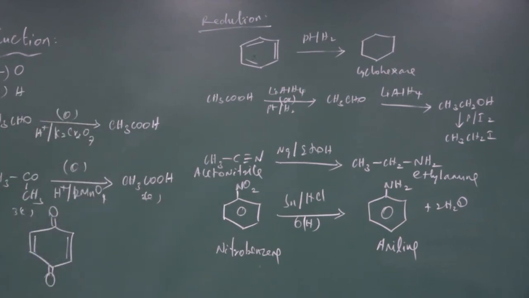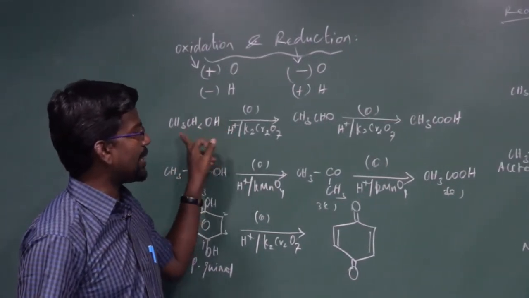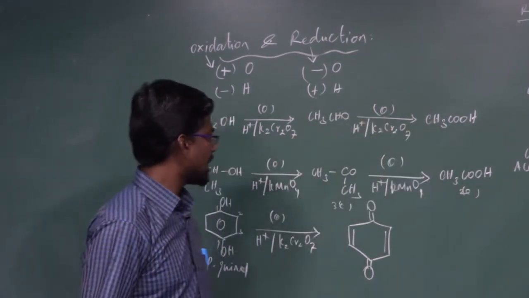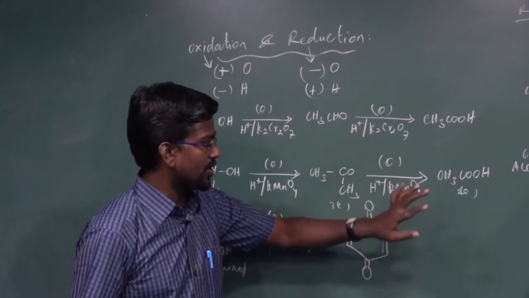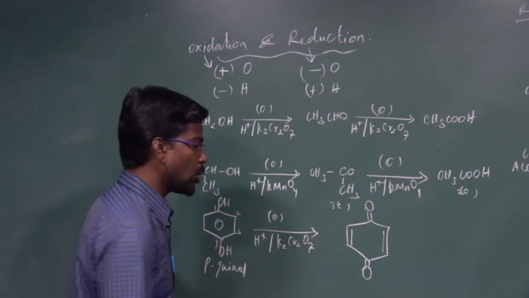In oxidation process, there is addition of oxygen and removal of hydrogen. Ethyl alcohol, a primary alcohol, can be converted to aldehyde. Aldehyde can further be converted to carboxylic acid. Secondary alcohol can be oxidized to form ketone. Ketone is further oxidized to form carboxylic acid. Hydroquinone can be converted to paraquinone.